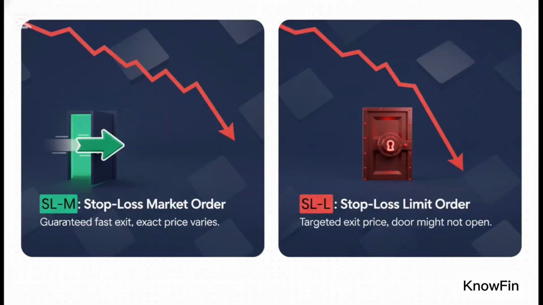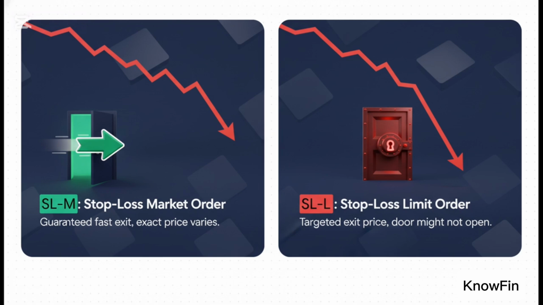Now, because of this 2-step sequence, you actually have 2 choices for your exit door. A stop-loss market, or an SLM setup, means that once the alarm goes off, you take the absolute fastest escape possible. You will definitely get out, for sure, but the exact exit price might slip much lower during a really fast crash.